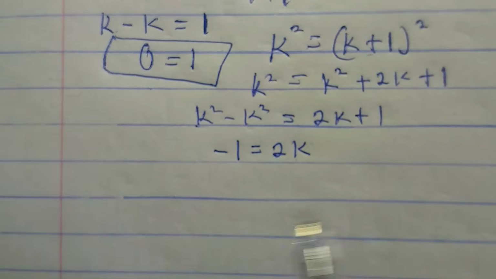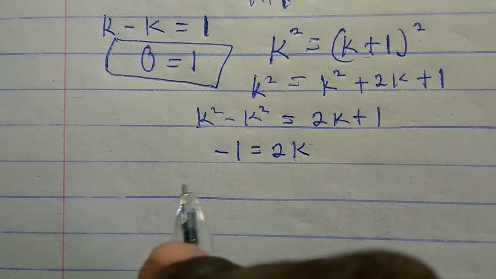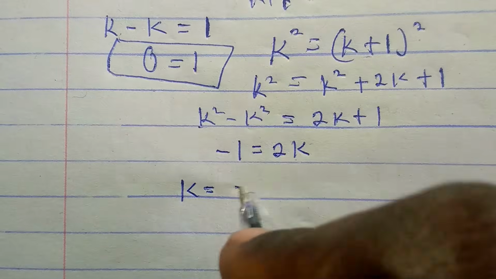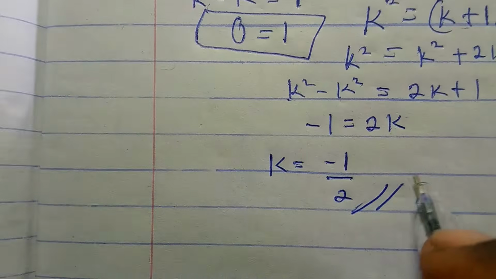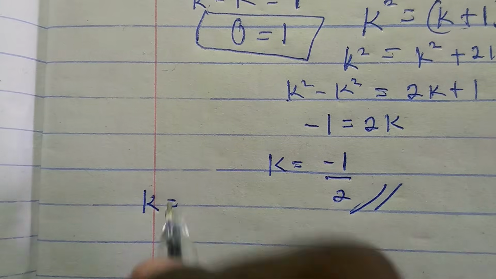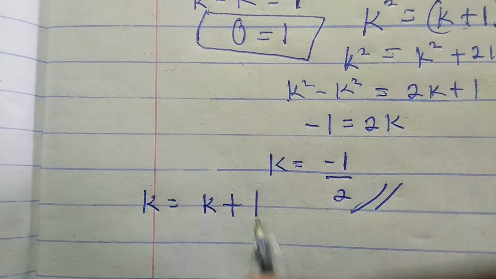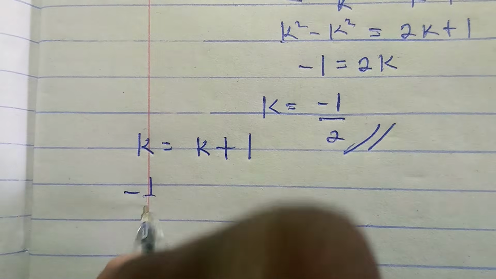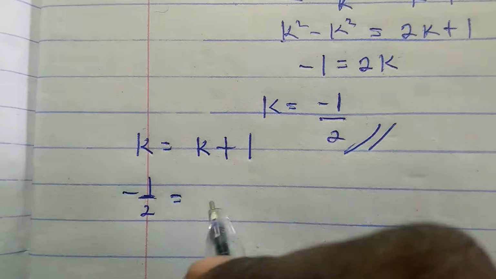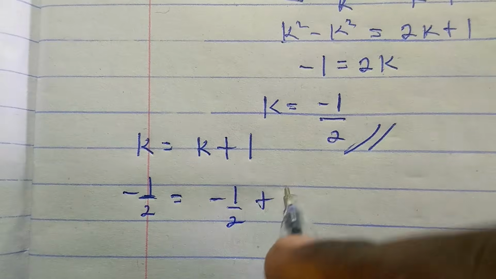So dividing both sides by 2 to get the value of k, we are going to have k equals minus 1 divided by 2. Now let's move back to the equation. The equation says k is equal to k plus 1. Now let's substitute the parameters. So we have minus 1 over 2 equals minus 1 over 2 plus 1.